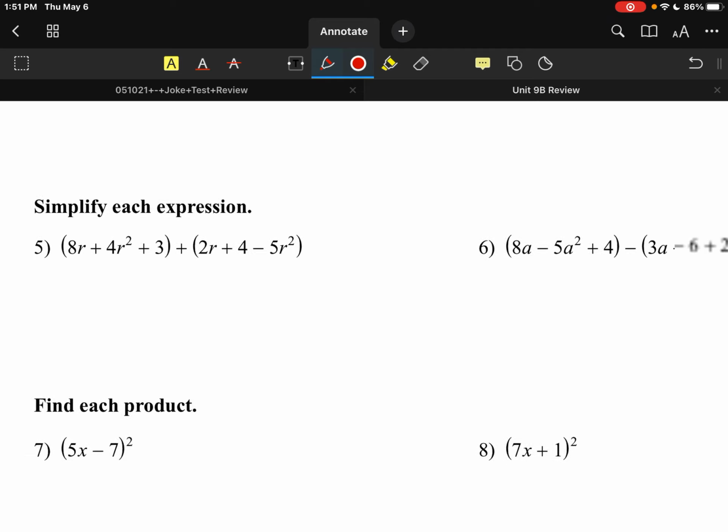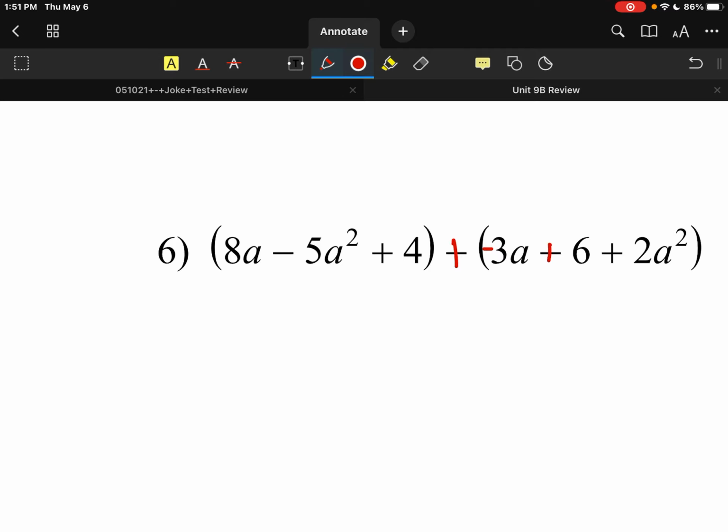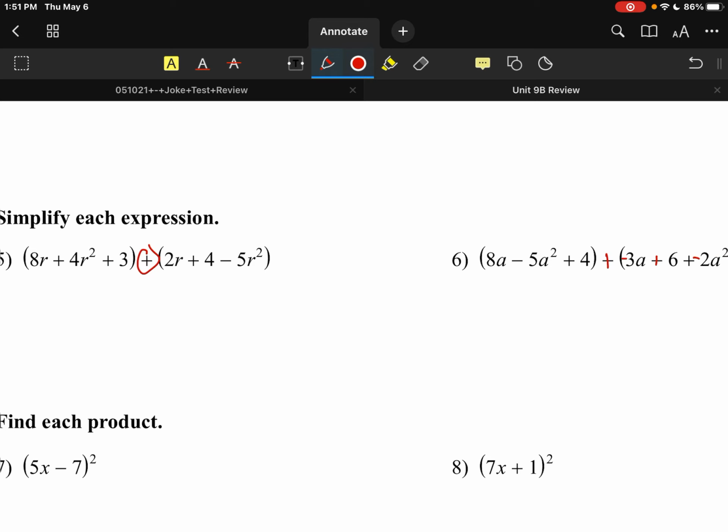Simplify the expression. Remember, if it's a plus in the middle, you just add them all together. There's nothing to do. But if it's a minus, you have to change all the signs. So you have to make it a plus and then change everything here. So that becomes a negative, that becomes a positive, and that becomes a negative. And then you just add them all together, okay? When I say add them all together, I mean any like terms. So 8R and 2R, those add together. You add the numbers in front.